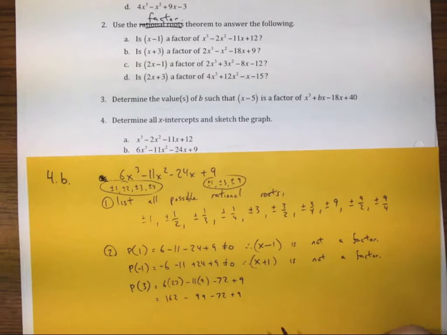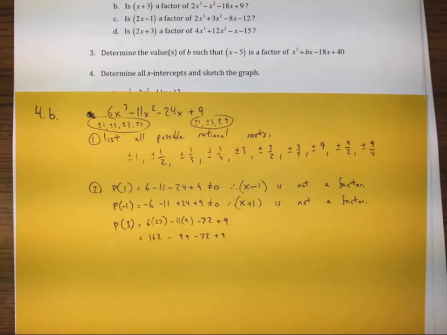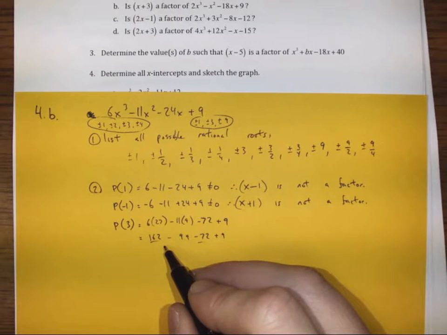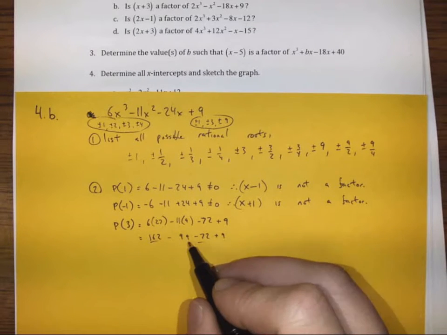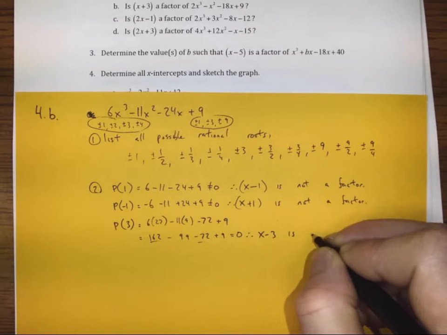This might actually work out. I'm not sure, but it's looking pretty good. So 162 minus 72, that's 90. Plus 9 is 99. Okay, that works. So therefore, x minus 3 is a factor.